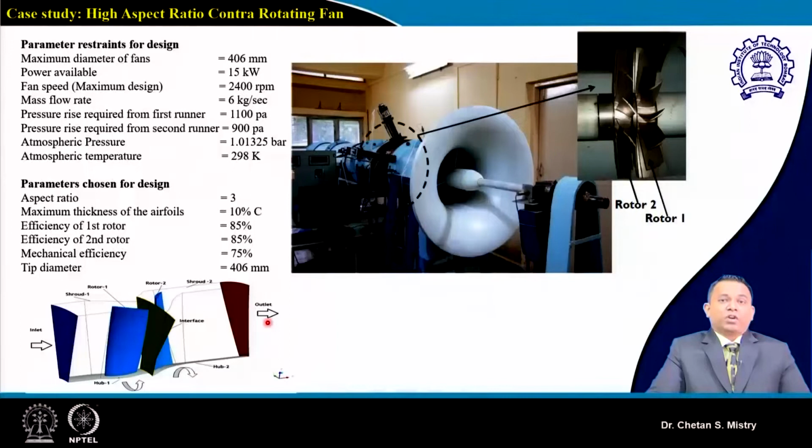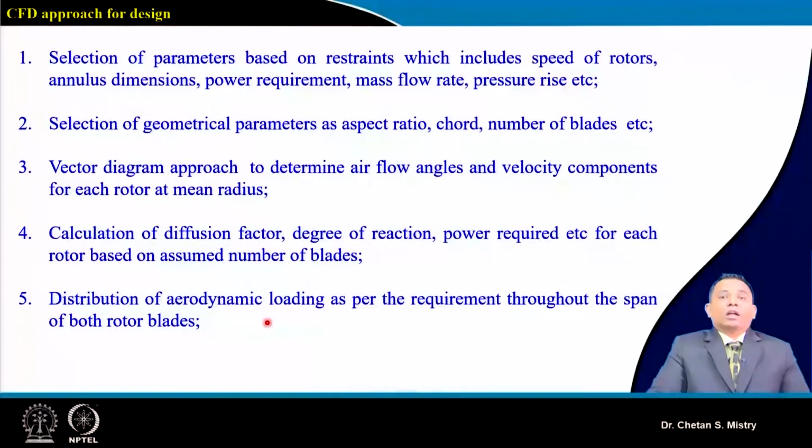So this is what will give you some confidence, some idea how exactly we need to use this tool after learning mean line design or preliminary design, what all we have discussed in the last 11 weeks. So the very first step is the selection of parameters based on the restraints, which includes speed of the rotors, annulus dimension, power requirement, mass flow rate and pressure rise.